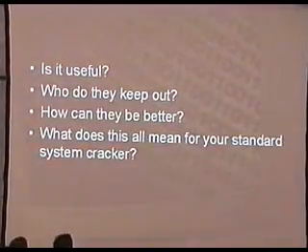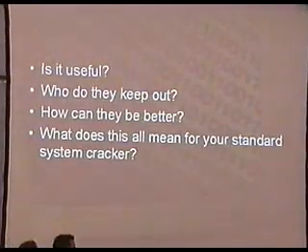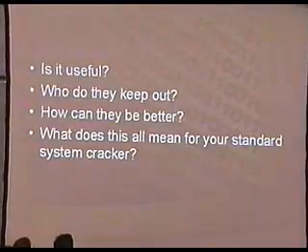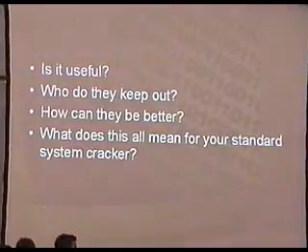Is it useful? Is an anomaly-based system useful? The answer is yes. Yes, it's useful, but not by itself. Like I said earlier, it has to be used in concert with something else. What do they keep out? They do a really great job at keeping out things like worms and automated attacks.